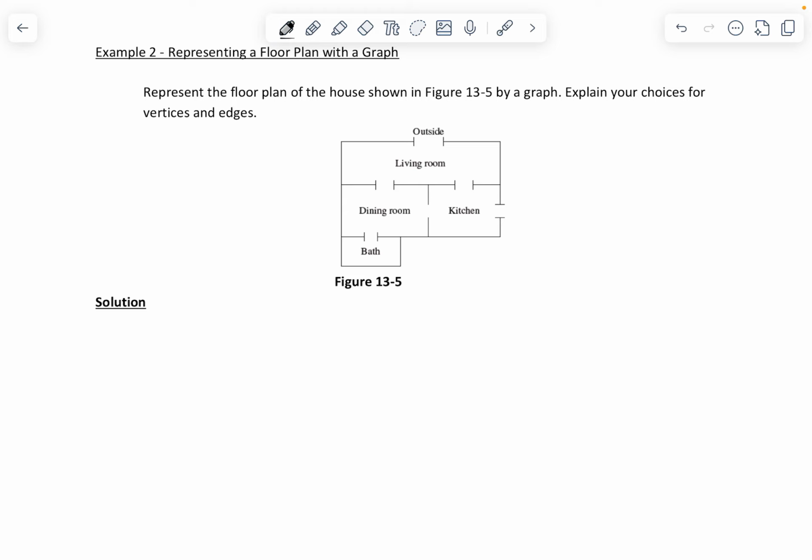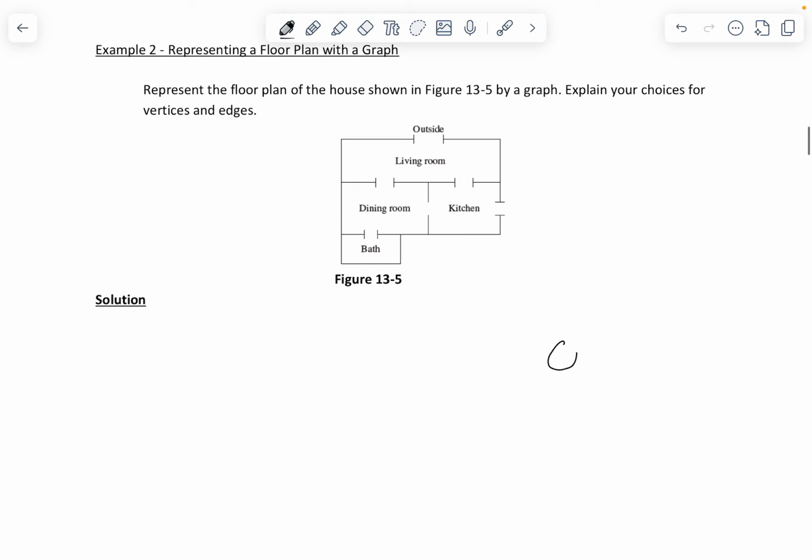So let's do this. Let's do O for outside, L for living room, K for kitchen, D for dining room. Sorry, that's a lousy D. Let's try again. And B for bathroom. Okay, so let's take each room one at a time and figure out what doorways each room has and sketch those in as edges.